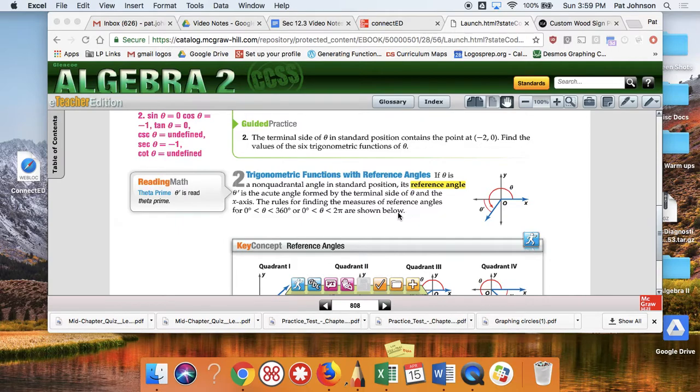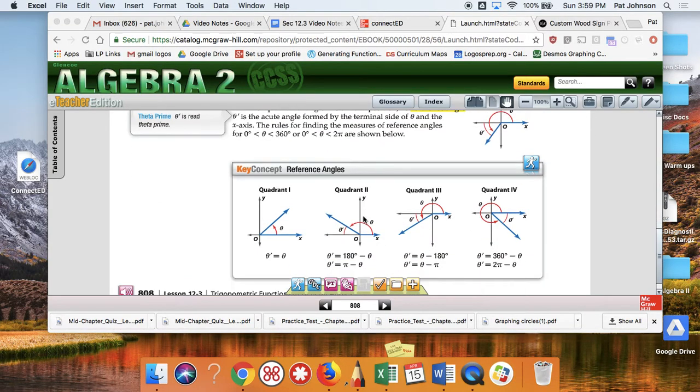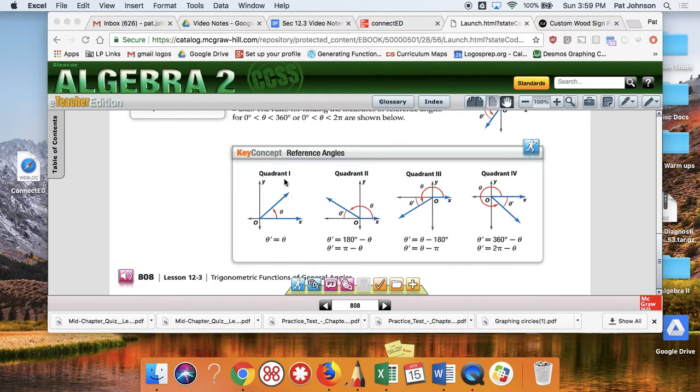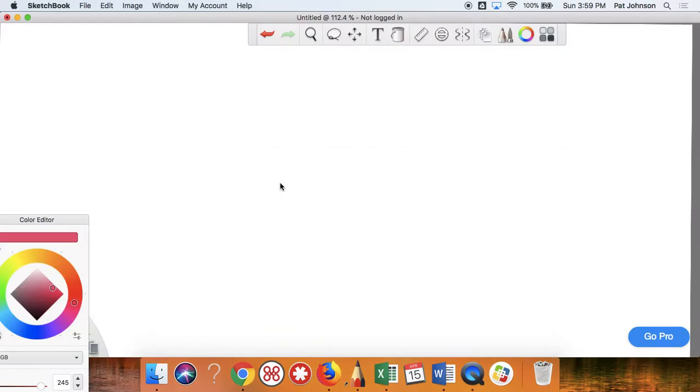So the rules for finding the measures of reference angles of theta between 0 and 360, or between 0 and 2 pi, are shown. So let's make it more clear. If you're in quadrant 1, that means it's between 0 and 90, then theta prime, which we use to represent the reference angle, is also equal to theta. So if it's 30, the reference angle is 30. So here's the terminal side, and you're going to go to the x-axis, no matter what. So let's use blue. Okay, let's call it 45 degrees, and then we come down to the x-axis. So this, between the terminal side and x, is your reference angle.